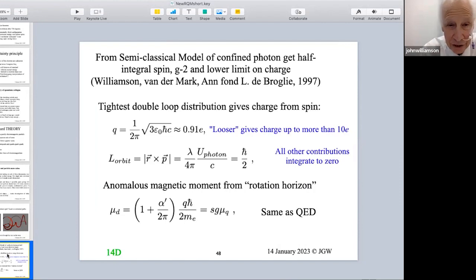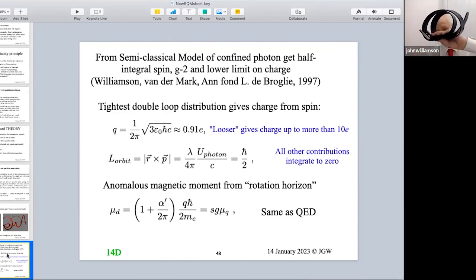Okay, how do you get the charge? Well, this is an important one. So this is question D, what the electron charge is. It's coming from the spin. So what you have is h bar omega of energy in the photon. So you know how big the loop is.